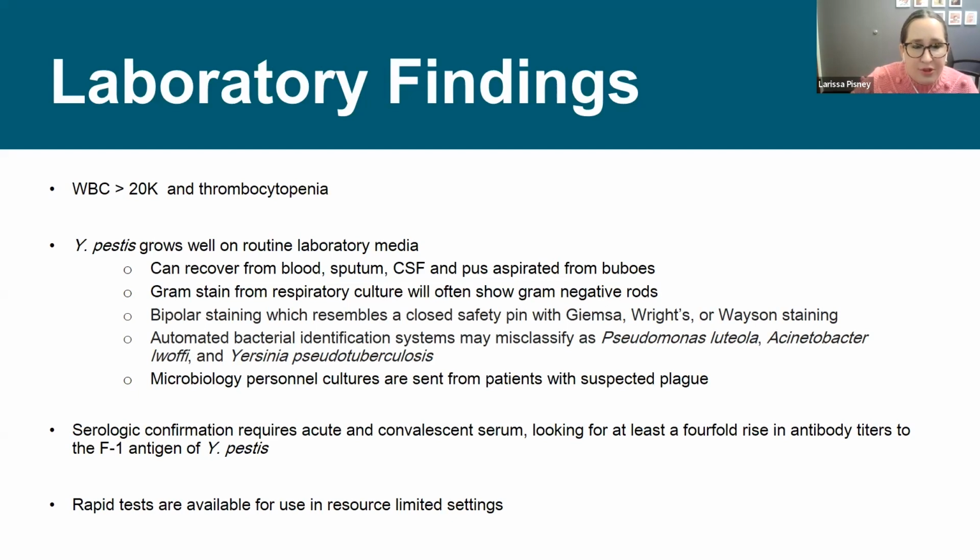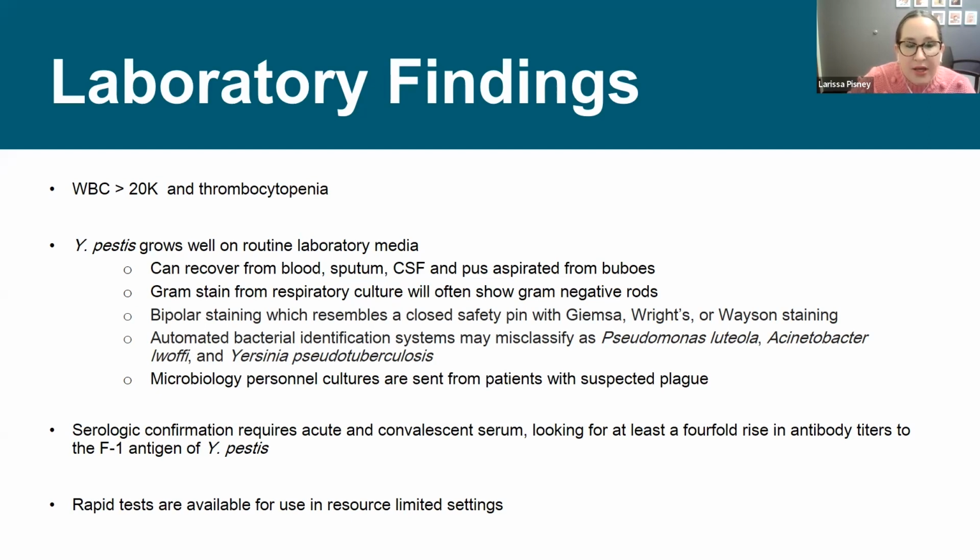In terms of laboratory findings, a leukocytosis with a white count greater than 20,000 or a thrombocytopenia are very common. It is important to note that Yersinia pestis grows well on routine laboratory media, including blood cultures and MacConkey agar. It can be recovered from blood, sputum, CSF, or pus aspirated from buboes. Oftentimes patients will have a gram stain from respiratory cultures that shows gram-negative rods.